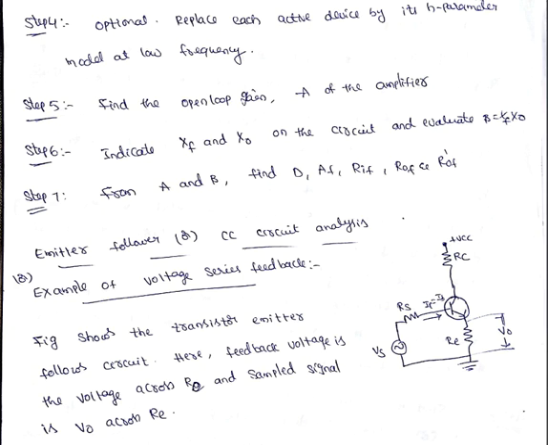Next, find the open loop gain A, that is, the gain of the basic amplifier. Now indicate the feedback network terms, XF and X0, on the circuit to evaluate beta equal to XF by X0. After calculating the basic amplifier gain A and the feedback factor beta, we can find the desensitivity, feedback network gain, and input and output resistance with feedback.